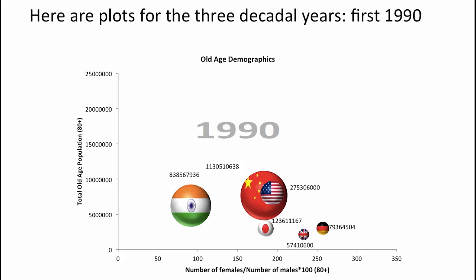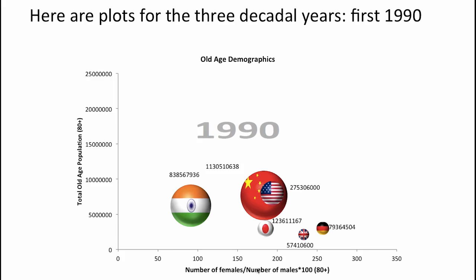Let's have a look at our bubble charts and go ahead with our data analysis. Here are the plots for the 3 decadal years. First we start with 1990. We can see the background has the year and each bubble has the flag of the country it represents.